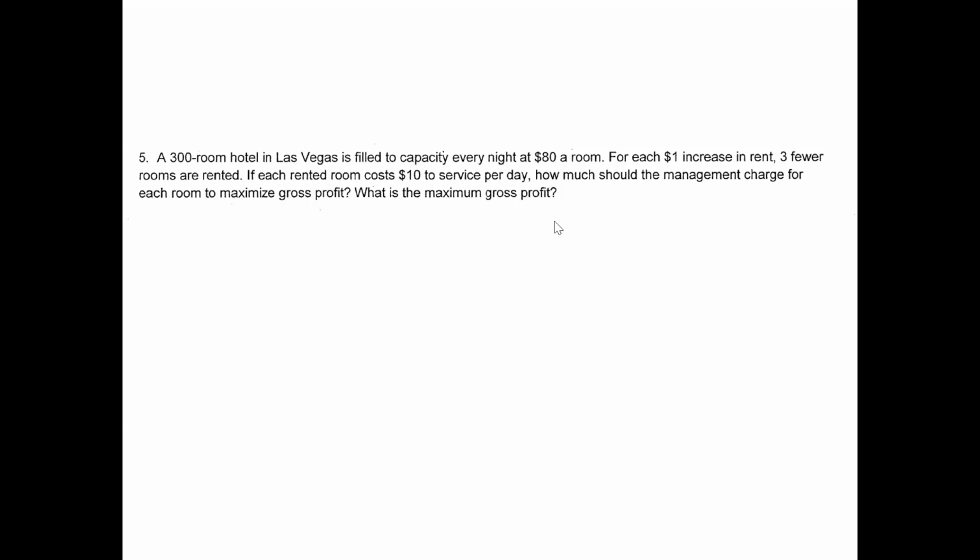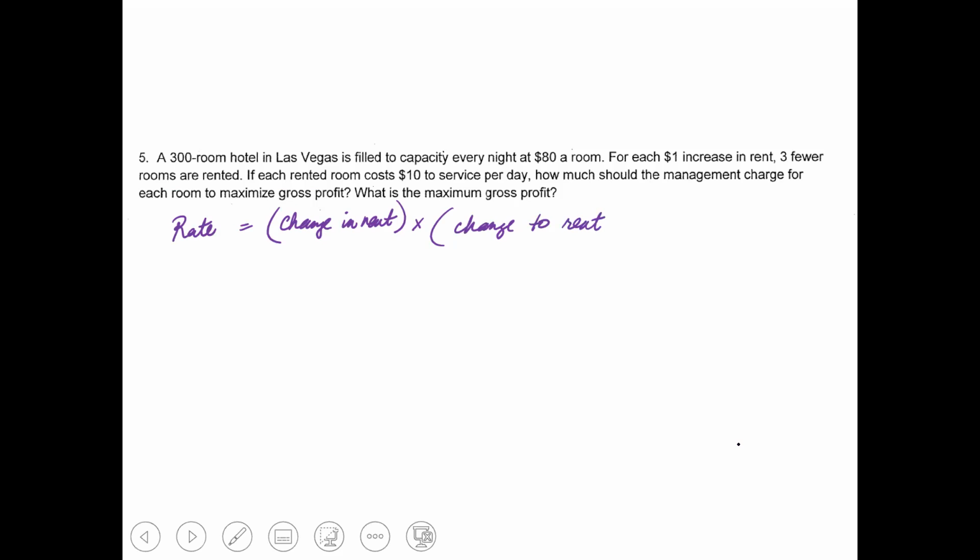Okay, so let's start off with talking about the revenue. The revenue is going to be the change in rate times the change in the number of rooms rented. Because when you change the rate of the room, some people are less inclined to go there. Change of the rooms rented. It's kind of like a tongue twister there.